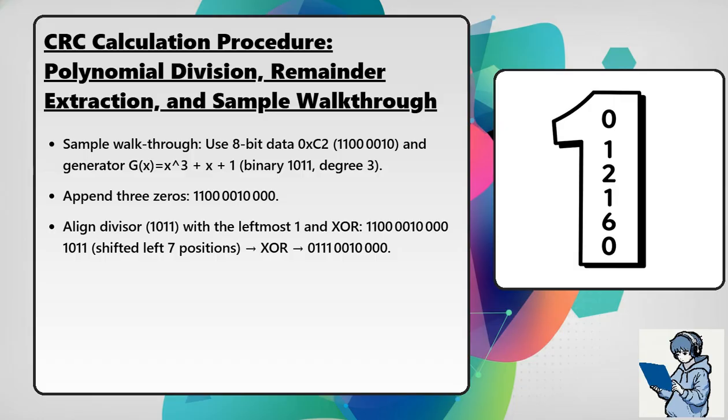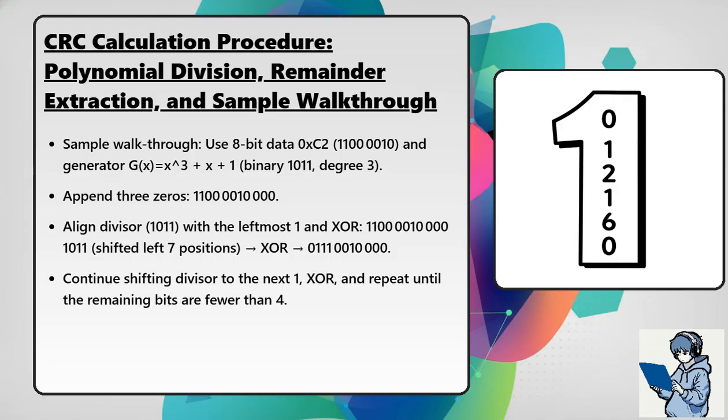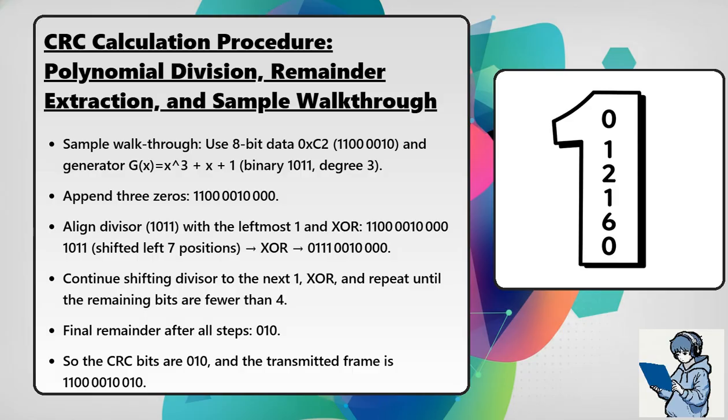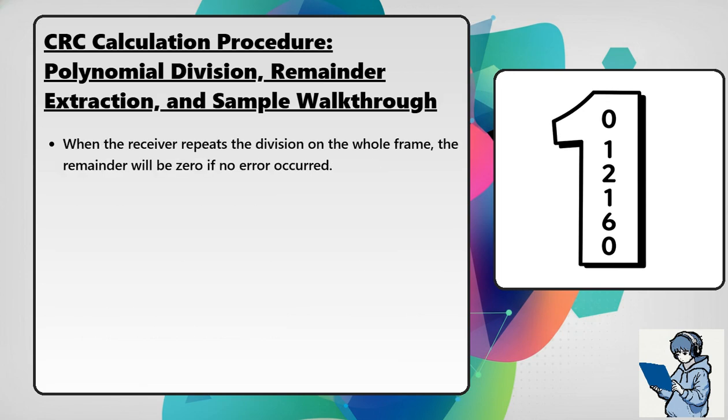Exclusive OR yields the next binary value. Continue shifting the divisor to the next one, exclusive OR, and repeat until the remaining bits are fewer than 4. Final remainder after all steps, binary 010. So the CRC bits are 010, and the transmitted frame is binary 11000010010. When the receiver repeats the division on the whole frame, the remainder will be 0 if no error occurred.